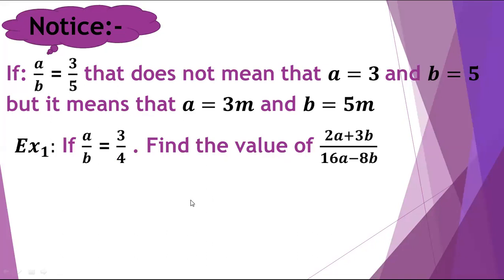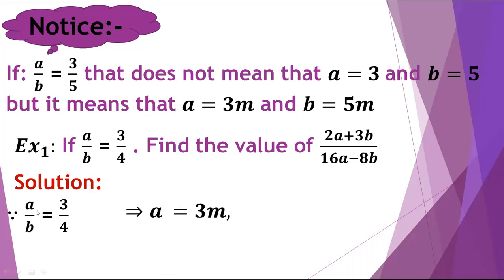Example: if A over B equals 3 over 4, find the value of this expression. What should I do? As we said before, if the ratio between A and B equals 3 over 4, it doesn't mean that A equals 3 or B equals 4, because this is a ratio. But we can break this ratio if we multiply each term of the ratio by a variable, say this variable is m. That means the first term A equals 3m and the second term B equals 4m.